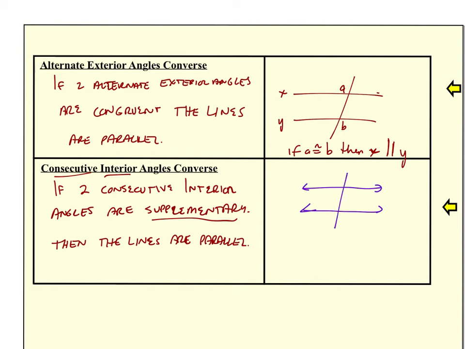So here, if I've got C and D, we'll stick with our X and Y. So if angle C plus angle D equals 180, then X is parallel to Y. And that's really all I'm saying, is that if I can show that this is the case, then I can say, yeah, the lines are parallel. That's all I'm saying.